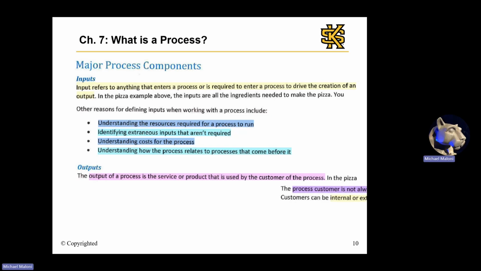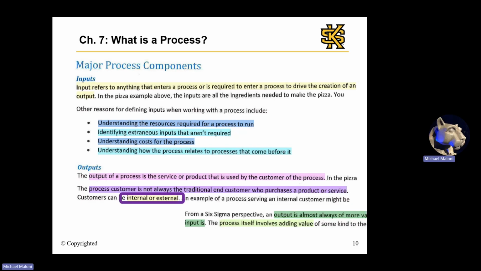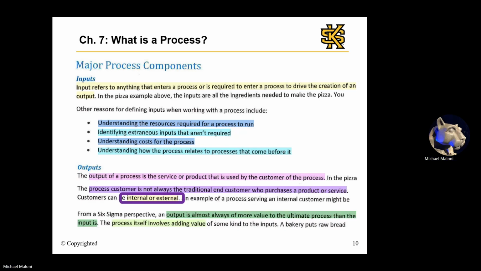And customers receive these outputs. Some customers are external to the organization, and this is the idea of the traditional end customer. However, most customers are internal, meaning that the outputs of one process often become inputs to other processes in the organization. Generally, the outputs have more value than the inputs. Another way to say that is customers are willing to pay more for the outputs than the individual inputs.